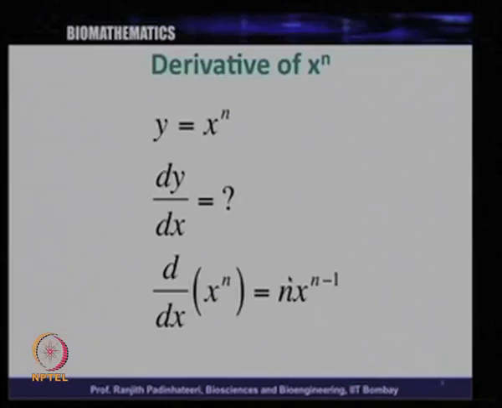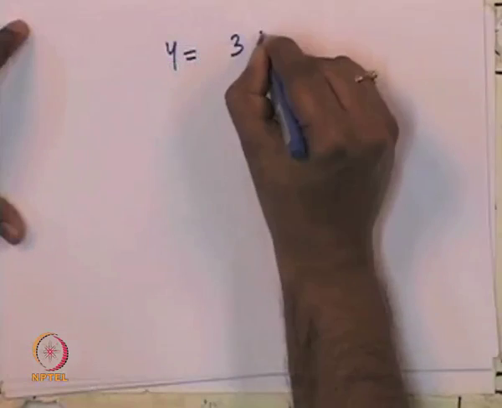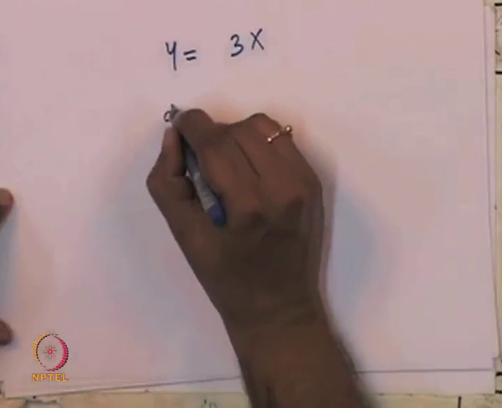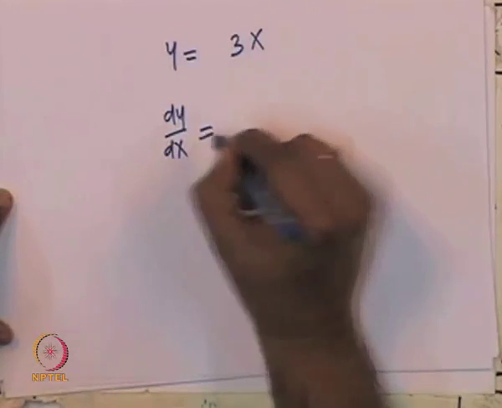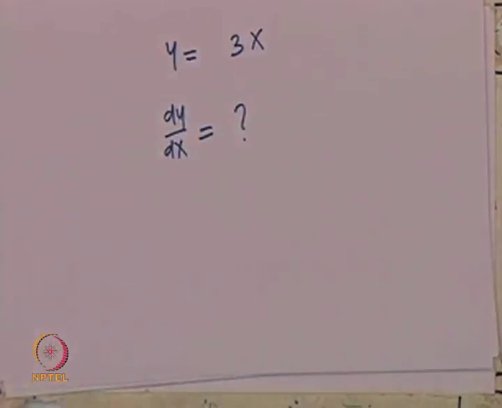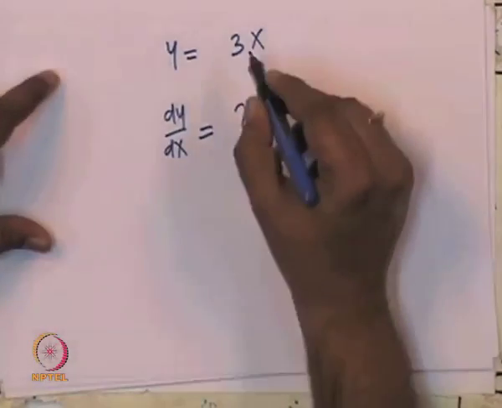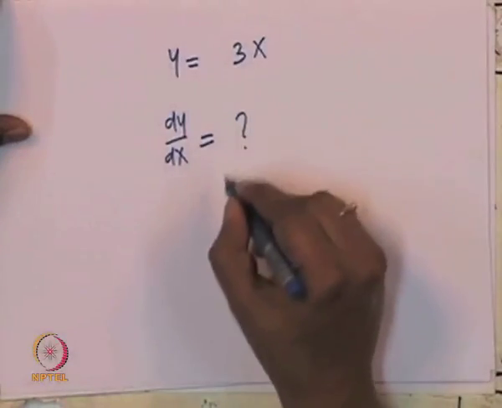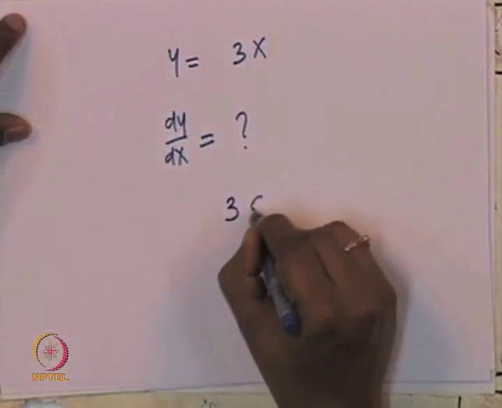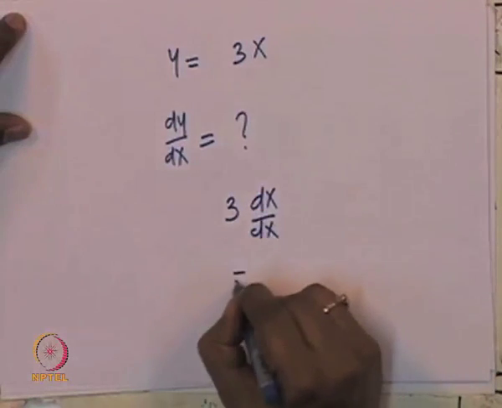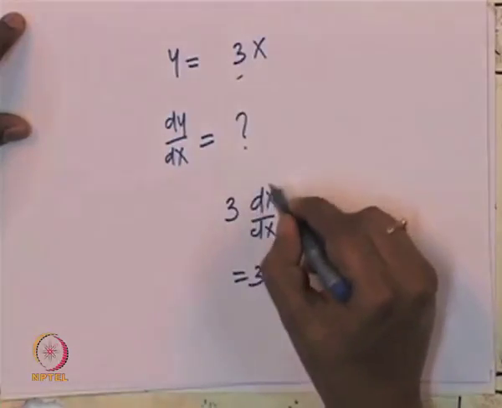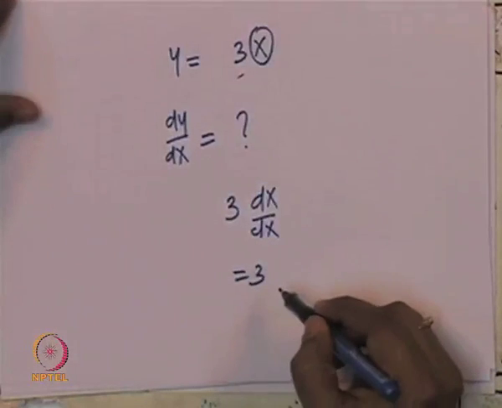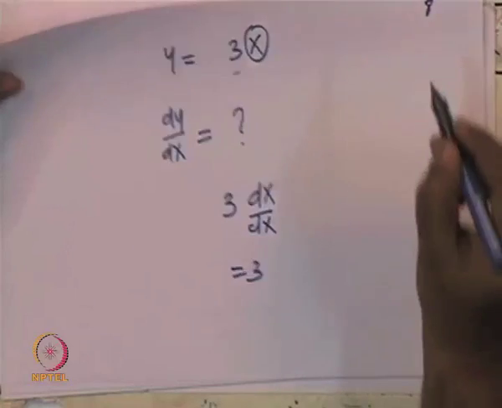Let us say y is equal to 3x. Then what happens? We have to find dy by dx. It turns out, and we will see the details of this rule later, that you can keep the constant there and find 3 times dx by dx. So, this is 3. You keep the constant there and calculate the derivative of the function, and that is the answer. We can extend this to many other things.